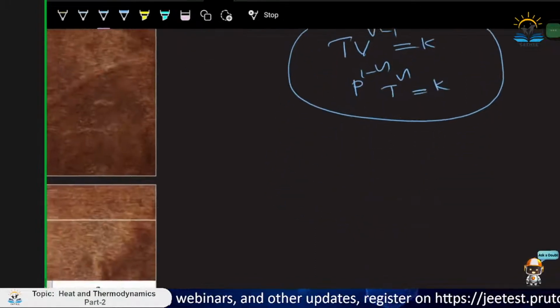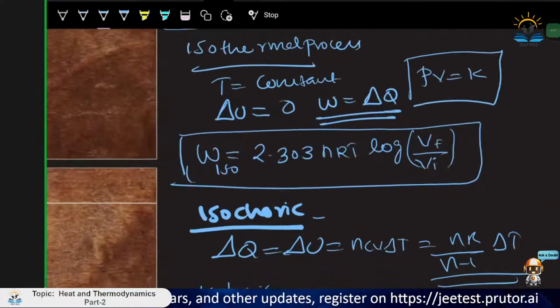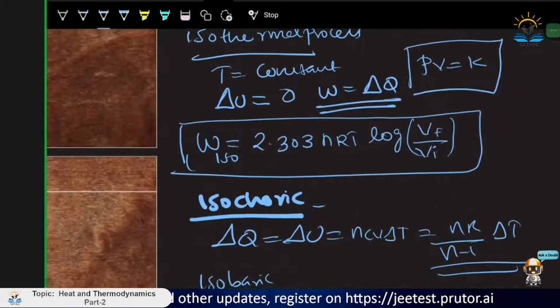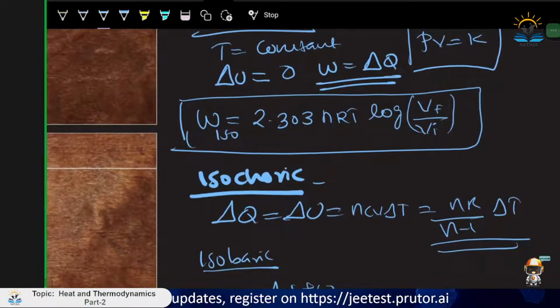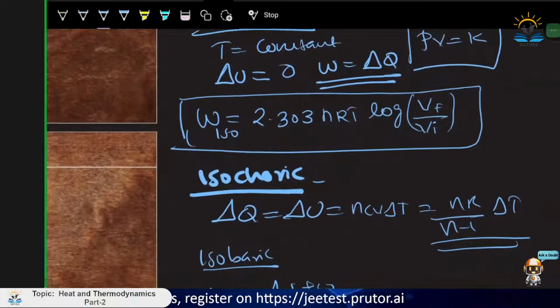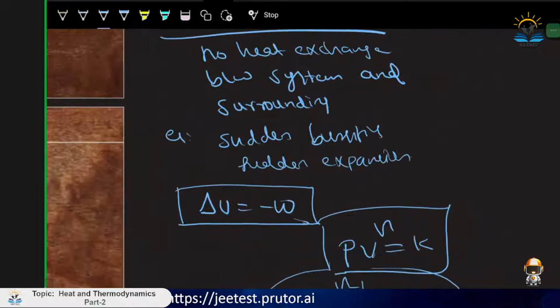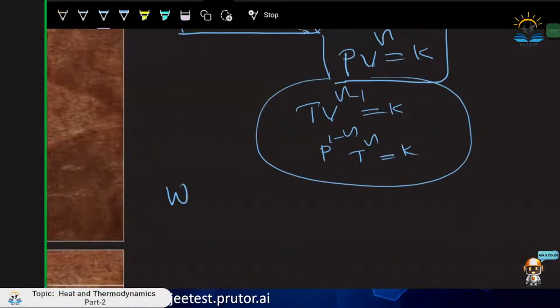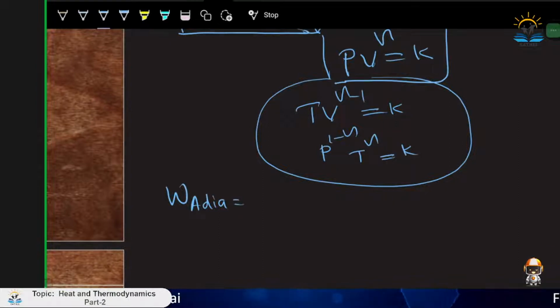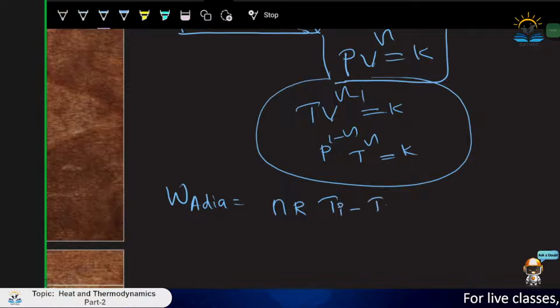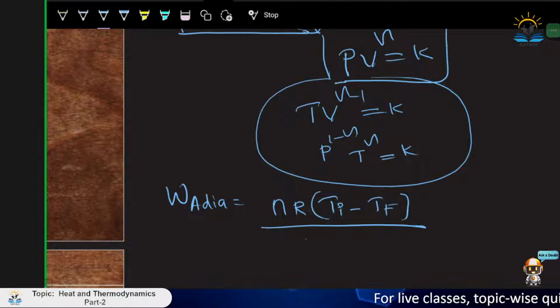So we saw in isothermal process, PV is a constant and work isothermal is equal to 2.303 nRT log V final minus V initial. So what is the work done in adiabatic process? How to find that? The equation is nR times T initial minus T final, divided by gamma minus 1.